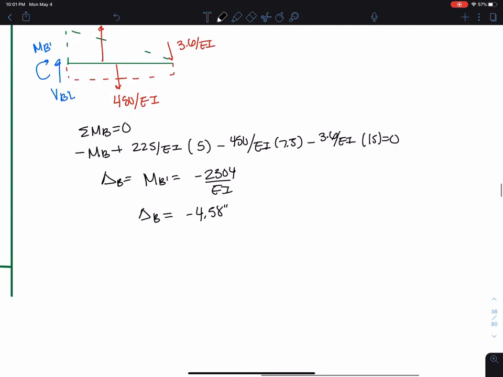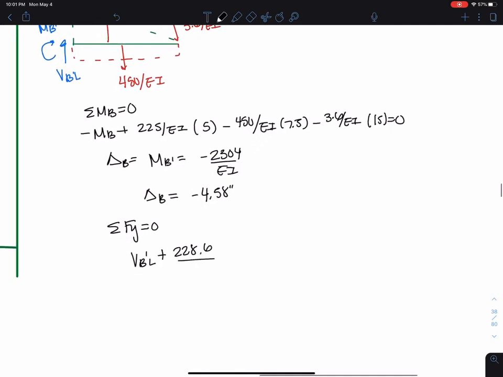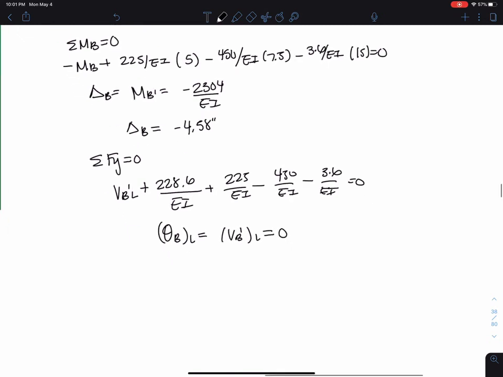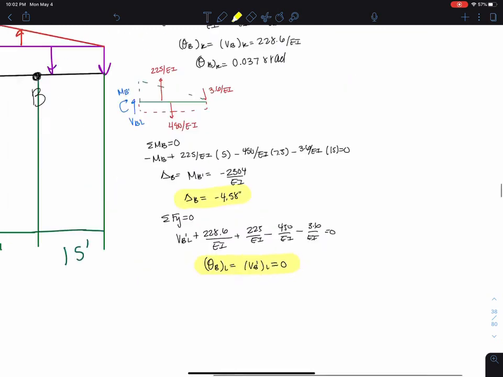And then if we sum forces just to the left of B, we get this VB prime L plus the resultant, so we're just adding all those resultants, and we can get theta B to the left equals VB prime to the left equals 0. Okay, and basically this delta B is equal to the MB prime. These are what we're looking for here.